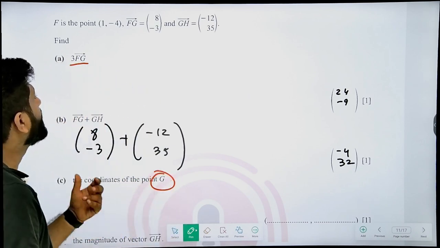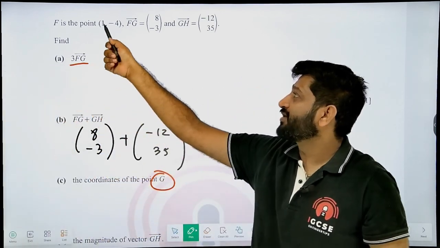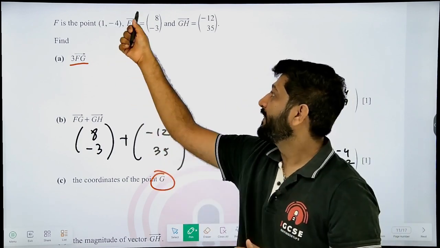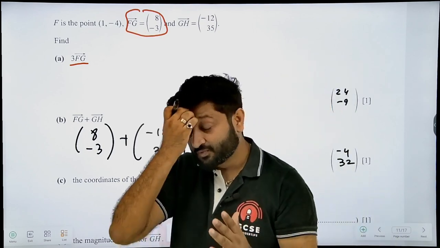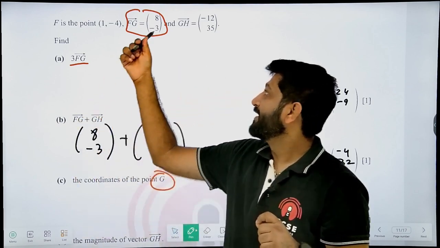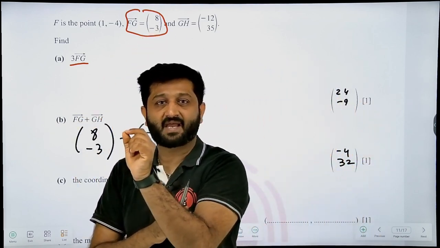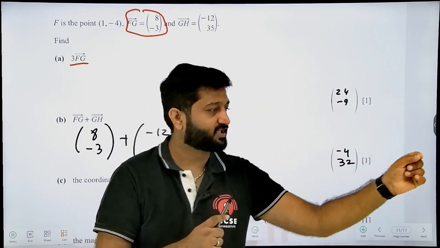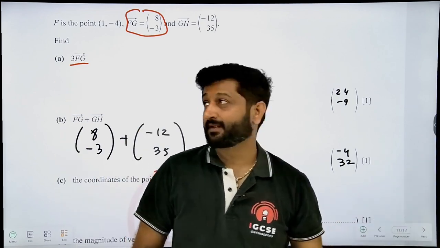I have to find the coordinates of G. Now, how will I find the coordinates of G? I know the coordinate of F is (1, -4). And I know that this is the translation vector of FG, which means if I have to move from F to G, I'll have to go 8 units in the positive x-axis, this is your positive x-axis, and 3 units down in your y-axis, right?